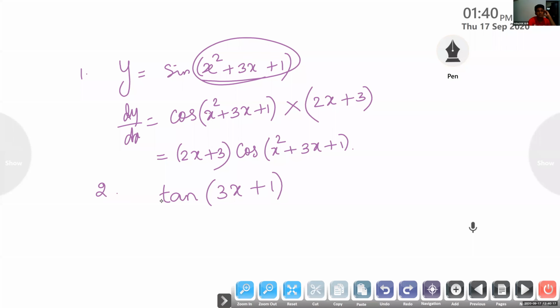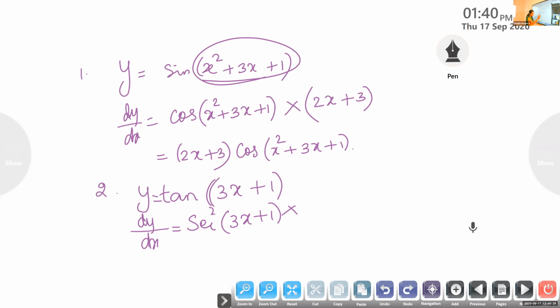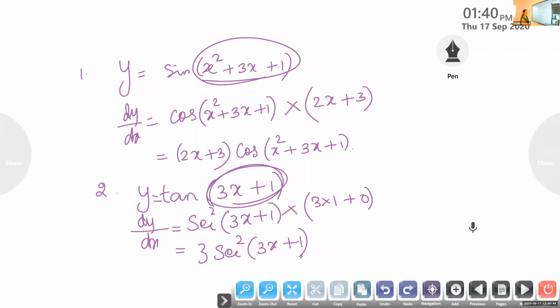This is y. Okay, dy by dx is the derivative of tan x. What's the derivative of tan x? Sec square x into, now in the place of x we have 3x plus 1, so that one's derivative is 3 into 1 plus 0. So the answer is 3 sec square of 3x plus 1. That 3 we can take to the front and write.